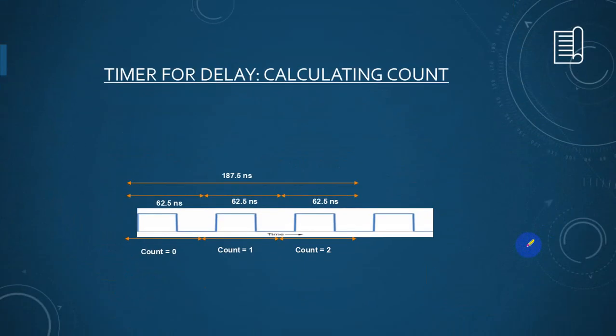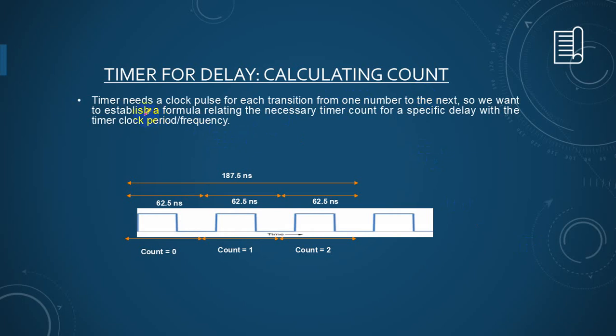Now we are going to our main point, where we are going to implement this by ourselves in our lab. Before we implement it, we need to learn some formulas that will make our life easier. So we'll grab the formula over here. Let's see step by step. Timer for delay: calculating count. The timer needs a clock pulse for each transition from one number to the next. So we want to establish a formula relating the necessary timer count for a specific delay with the timer clock period and frequency.